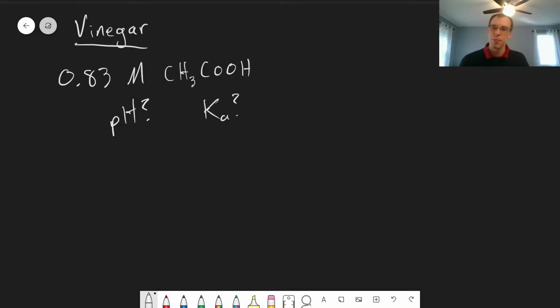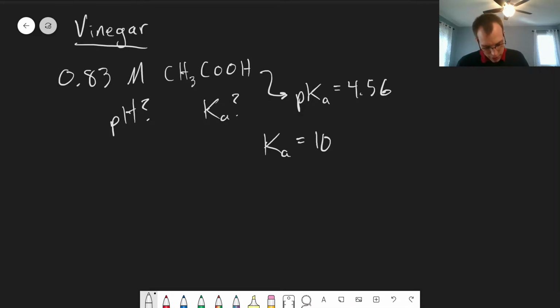So we can look this up in our textbook in the table, and we'll find that for acetic acid, the pKa is listed as 4.56. Now we're going to need the actual Ka value, not just the pKa, to do this calculation. So if we want to find Ka, we remember the definition of p here. We have to do the opposite of negative log base 10. So we take 10 raised to the negative 4.56. That will give us our Ka value.